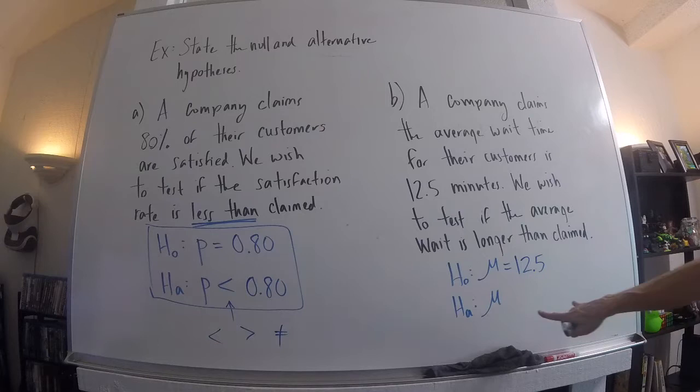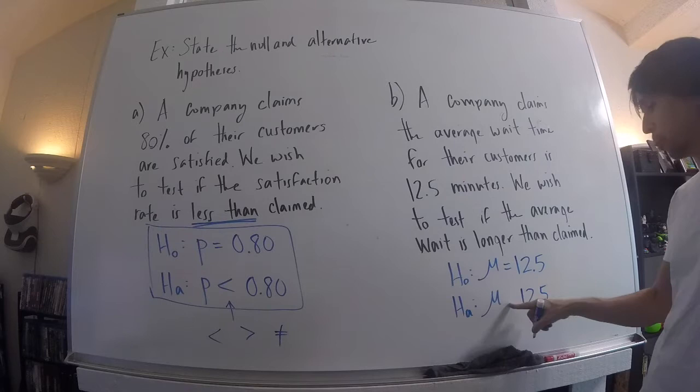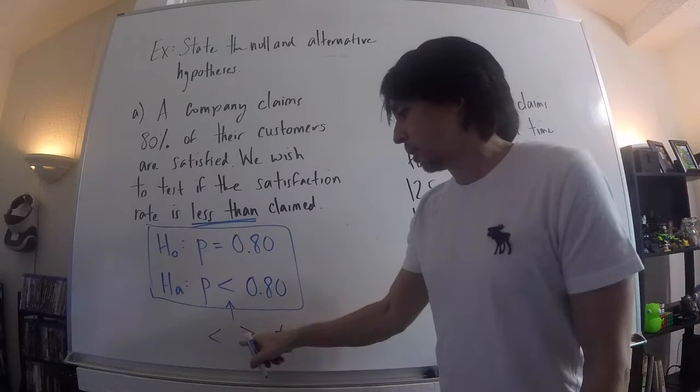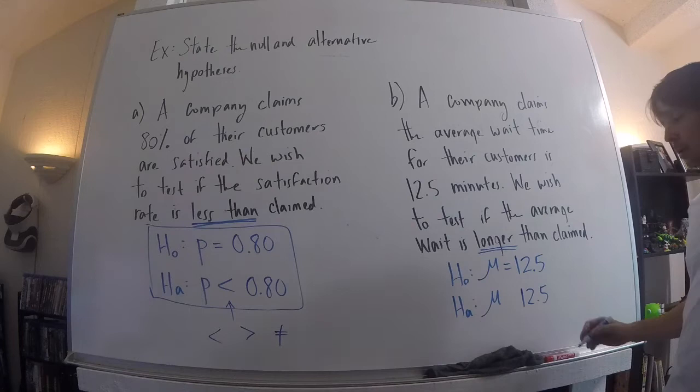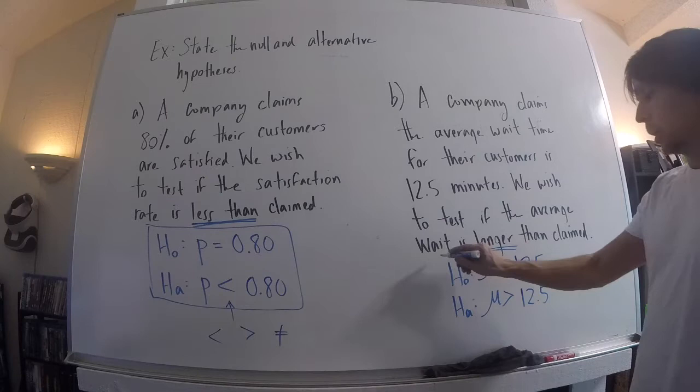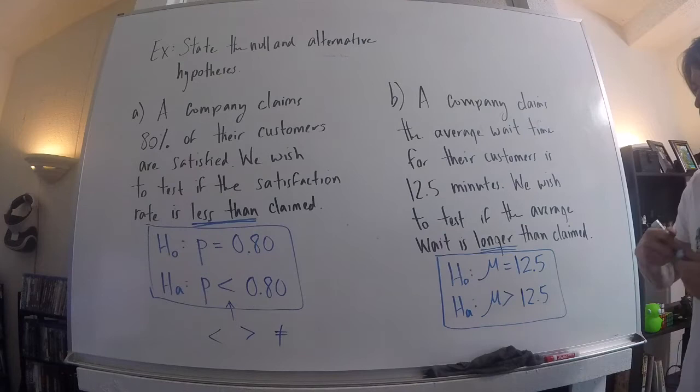Okay, our alternative, but once again, same parameter, same value, different symbol relating them. Now we're testing whether it is, again, we have that same choice, less than, greater than, or not equal to, and it's based on what they describe in the problem. Where are we at? What do we wish to test for? If the average wait time is longer. Longer or greater or bigger than, all of that means we're looking for evidence that the mean is greater than 12.5. And we're done.